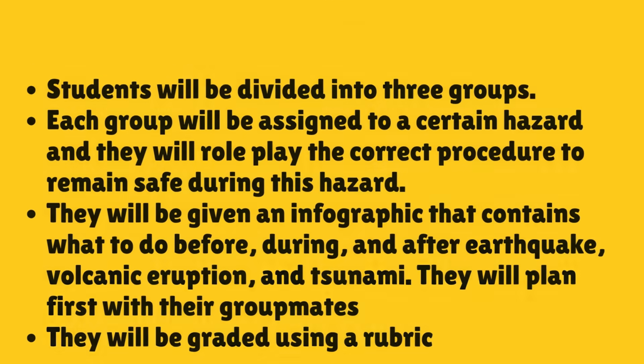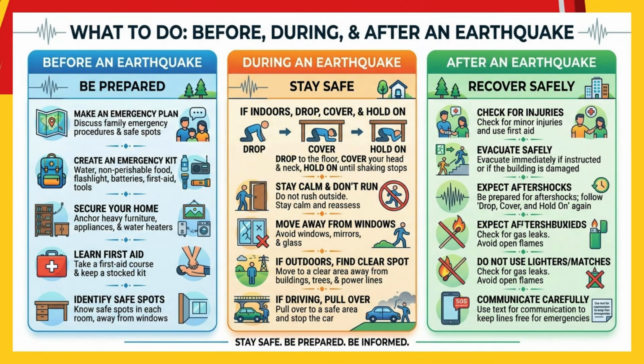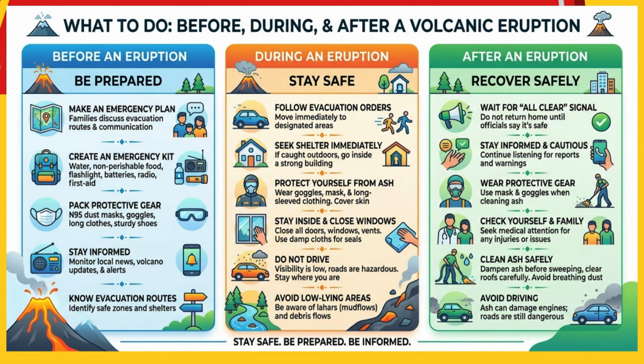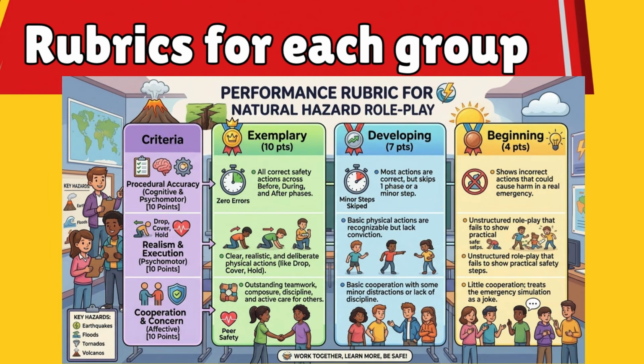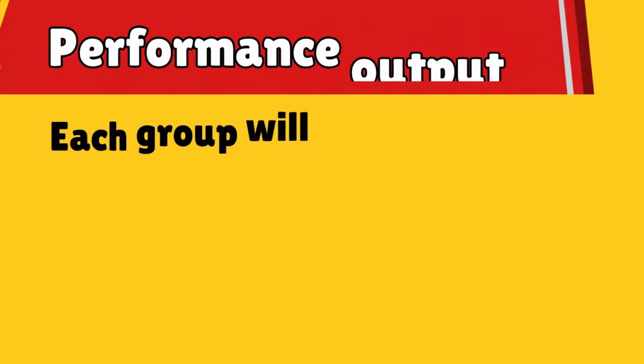So this is the infographic about what to do before, during, and after an earthquake. And this is the infographic for volcanic eruption and what to do before, during, and after a tsunami. And this is the rubrics for each group. So performance rubric for natural hazard role plays. So the criteria are accuracy, realism, and cooperation. So 10 points for exemplary, 7 points for developing, and 4 points for beginning. Overall, the perfect score is 30 points.